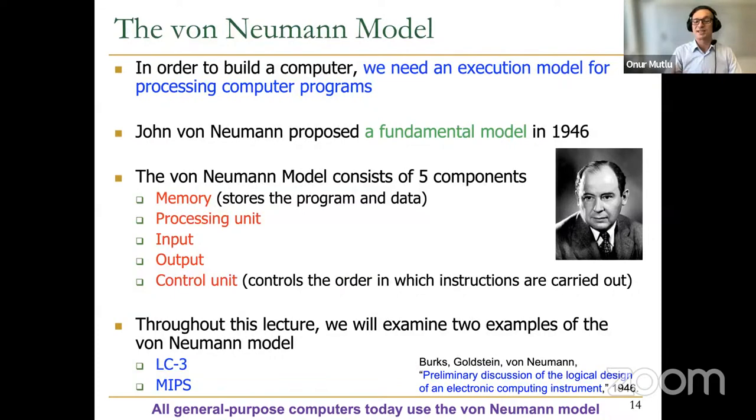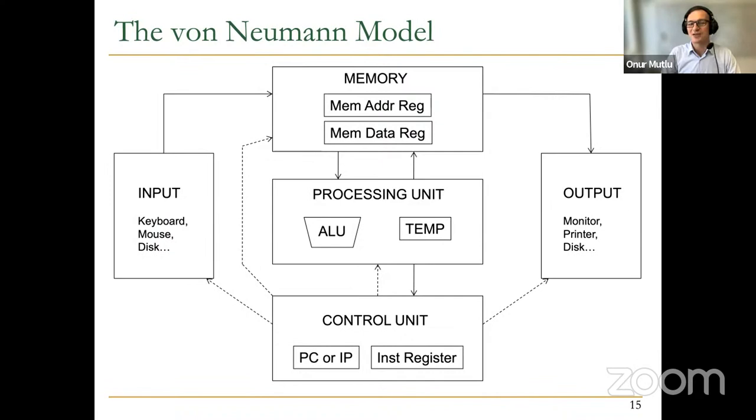But even though some of the models are still based on von Neumann, for example, GPUs have a different model that has a lot of parallelism, but a lot of what they inherit is really from the von Neumann model as well in the end. So keep that in mind. Okay, so this is a pictorial depiction of the von Neumann model, and we're going to cover these five components.